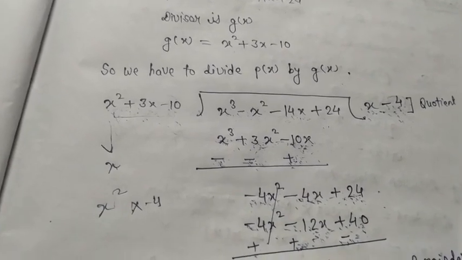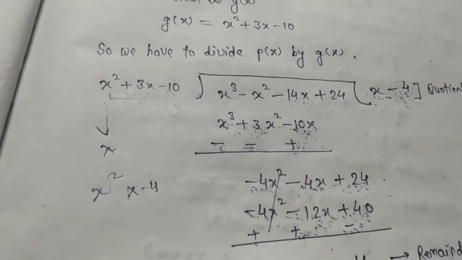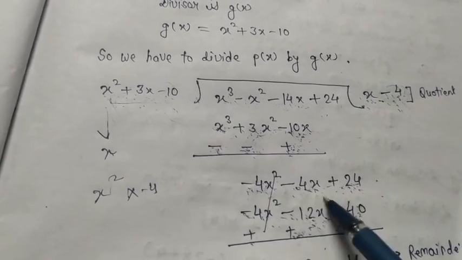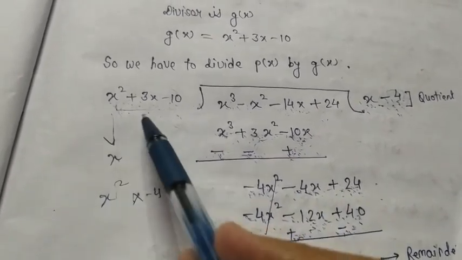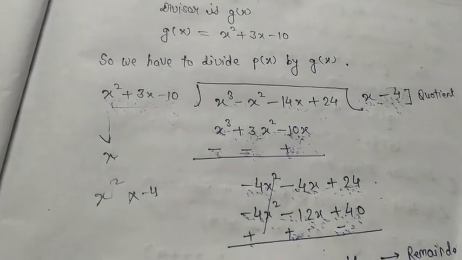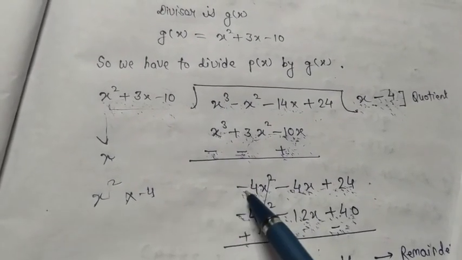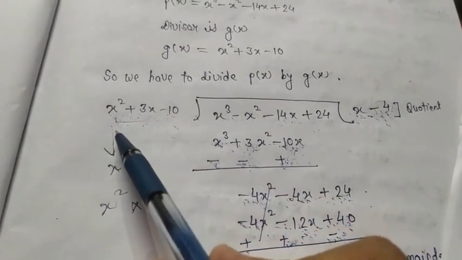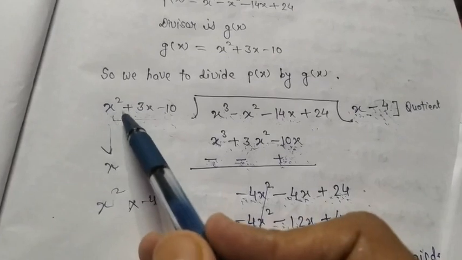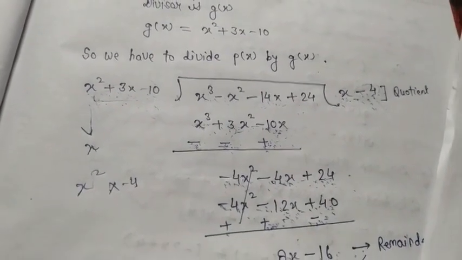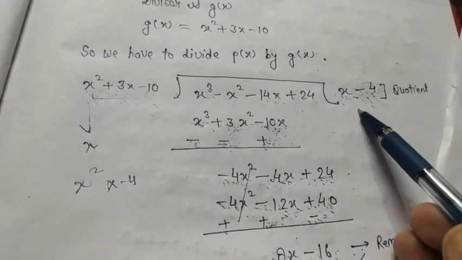Okay, now see children, in the remainder minus 4x square minus 4x plus 24, the degree of the remainder is 2 and the degree of the divisor is 2. So both are equal, so again division begins. Now see, here is minus 4x square and here is x square, but we need minus 4x square. So in x square, what should be multiplied to get minus 4x square? So what I have done, I have written minus 4 here.